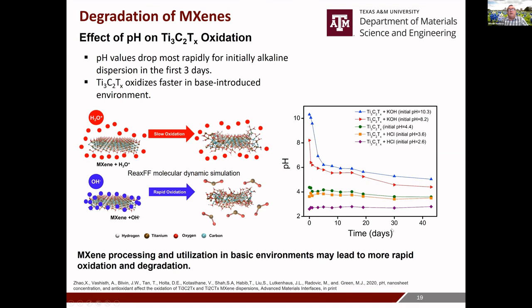And this actually shows that if you keep the same concentration of initial MXenes in different pH solutions, in highly alkaline solutions the pH value starts dropping significantly, suggesting that OH groups are being consumed significantly by MXenes, while in the acidic environments it more or less stays the same, unchanged.